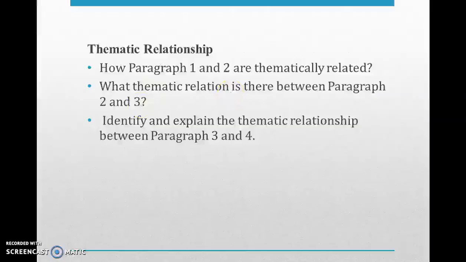Guys, when I ask you such a question, never expect just to mention the type of thematic relation. You have to mention the type plus explanation, illustrate. Identify and explain the thematic relation between paragraph 3 and 4. So guys, you have a grade for identifying and a grade for explanation, whatever the question is.